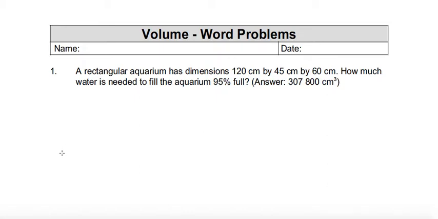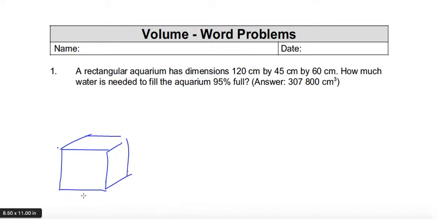So I'm going to start by drawing my aquarium. So there it is. Has dimensions of 120 centimeters by 45 centimeters by 60 centimeters. Obviously my diagram is not to scale, but that's okay. So I want to figure out how much water is needed to fill the aquarium 95% full. So first of all, I'm going to calculate the volume if I was to fill this entirely up with water.